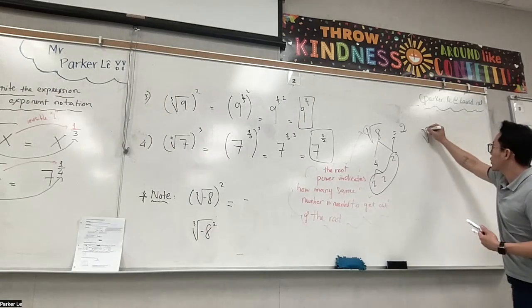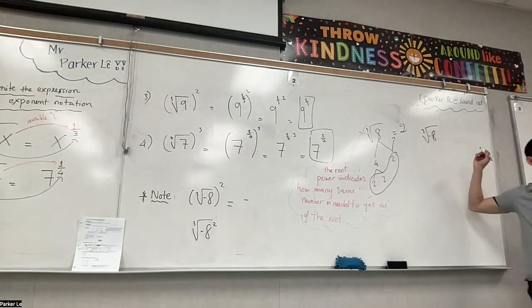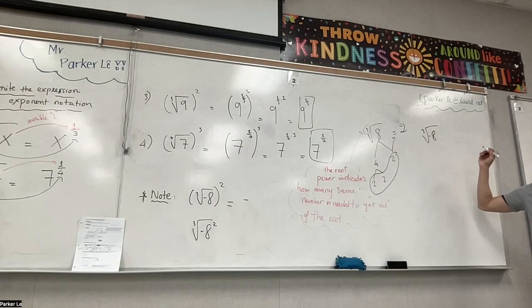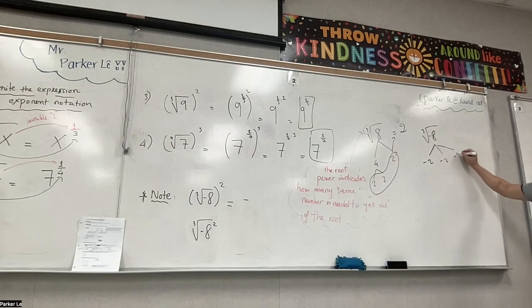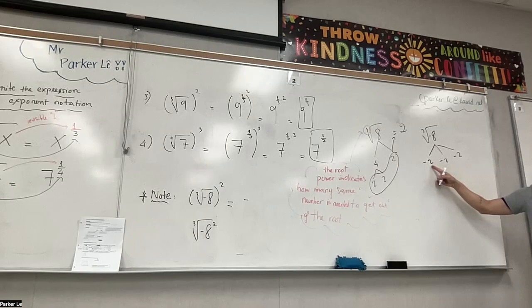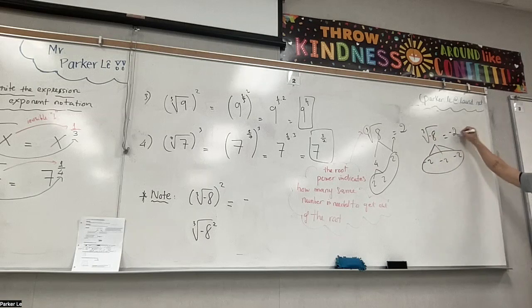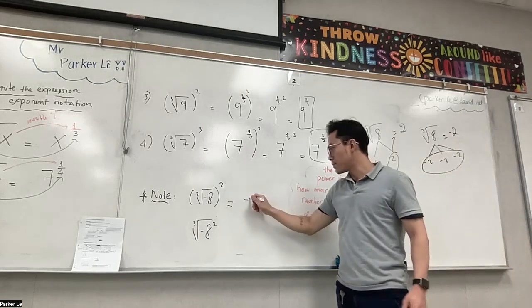So what is cube root of -8? Huh? It's -2, -2, -2, right? -2 times -2 times -2 is -8. Correct? So 3 same numbers. Yes, I'm looking for 3 same numbers. So this is -2. So here this is -2.